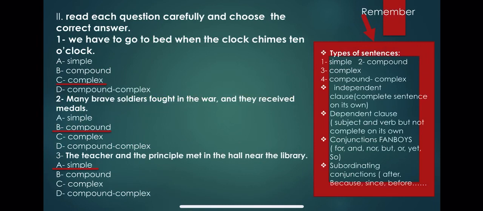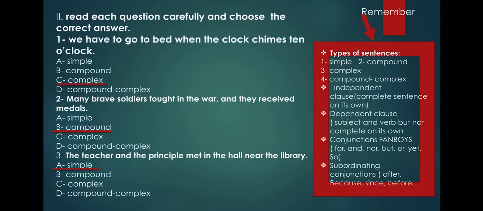Now, you have questions, an exercise on the sentence structures. We have to go to bed when the clock chimes 10 o'clock. So it is actually a complex sentence. Why? Because I have a subordinating conjunction. I have an independent clause plus a dependent clause and a subordinating conjunction, which is when.